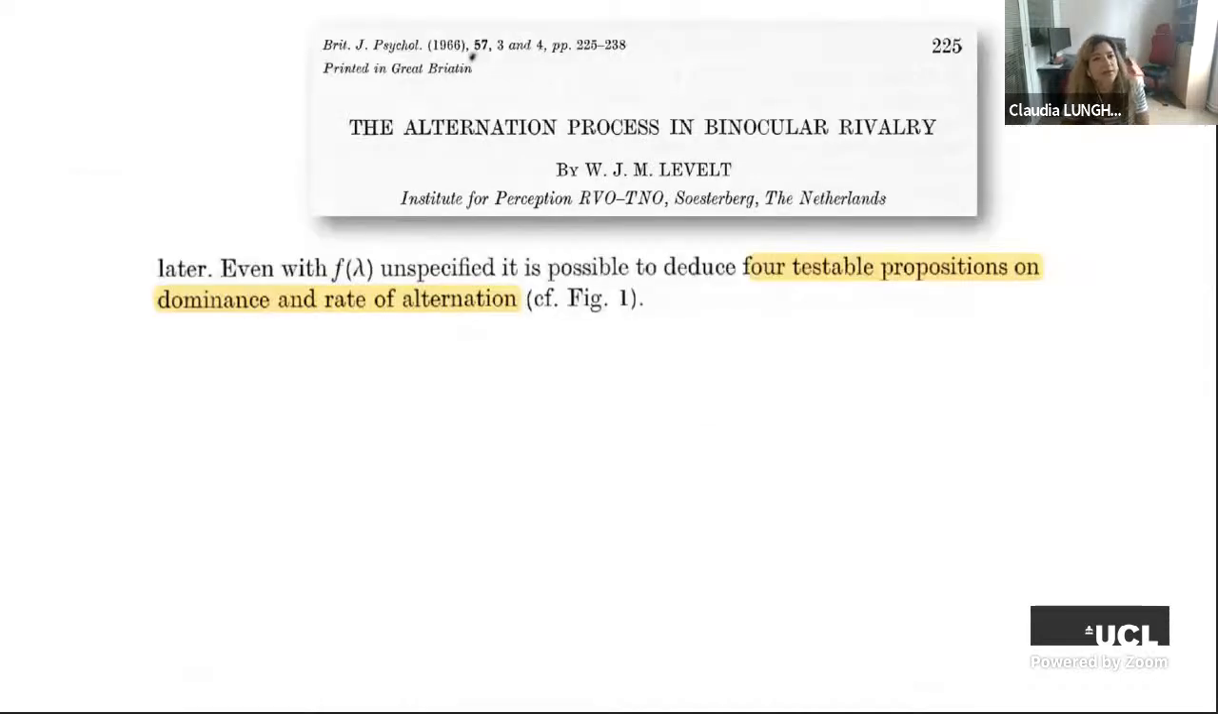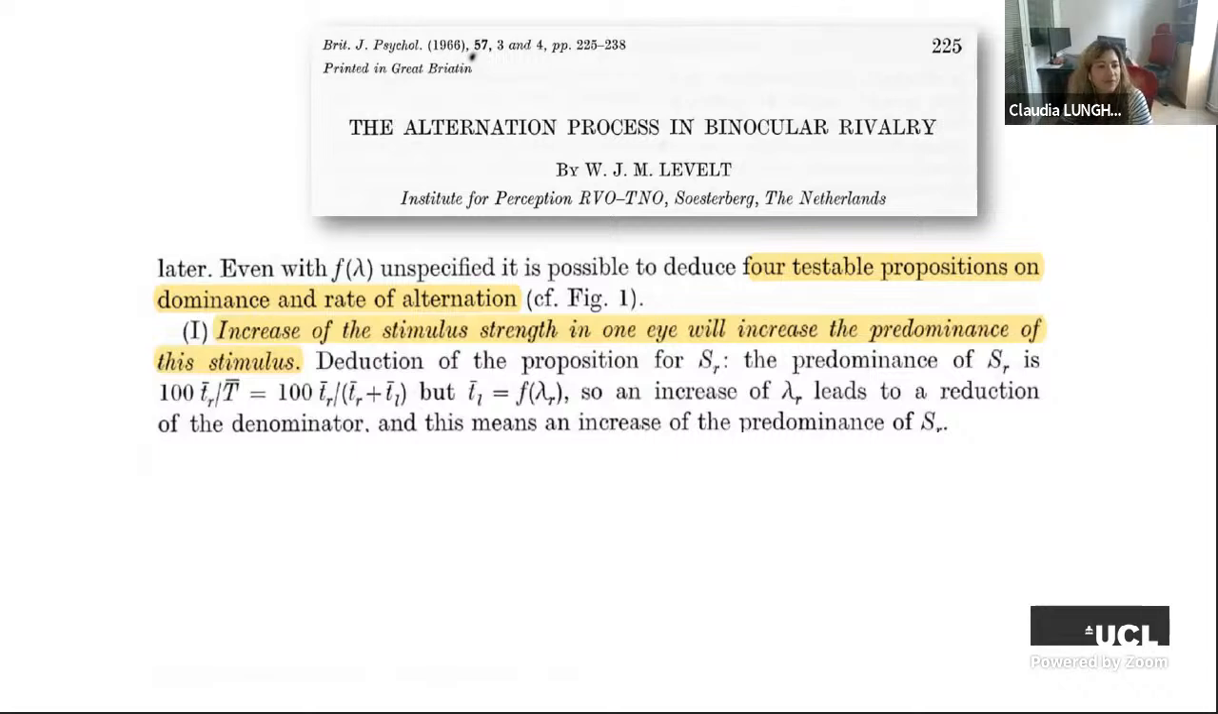Okay, going on and taking a look at what else Levelt discovered about binocular rivalry, which has historically been a hallmark of binocular rivalry as well. There are four propositions or four laws that are still called the Levelt laws that describe the relationship between the strength of the visual stimuli and the dynamics of binocular rivalry. So the first proposition is that increasing the stimulus strength in one eye will increase the predominance of that stimulus.